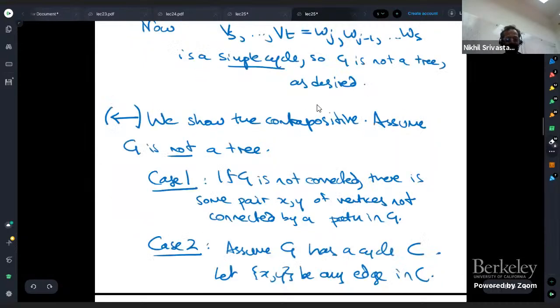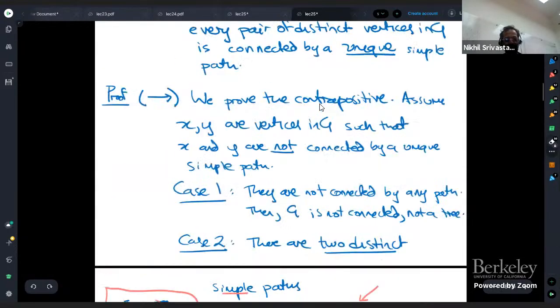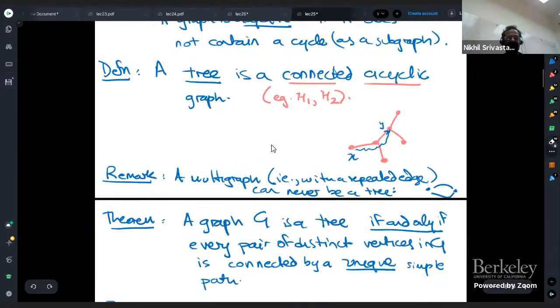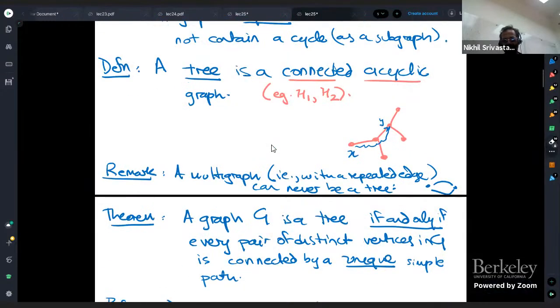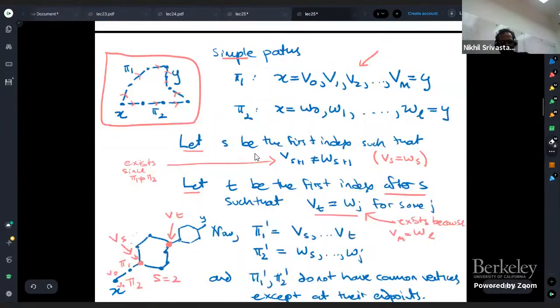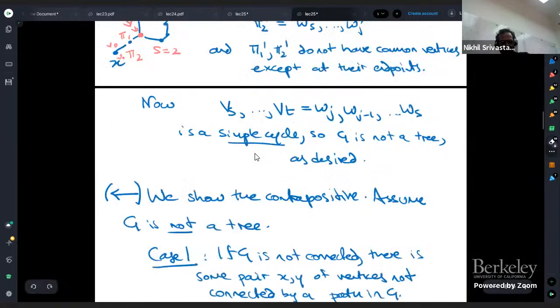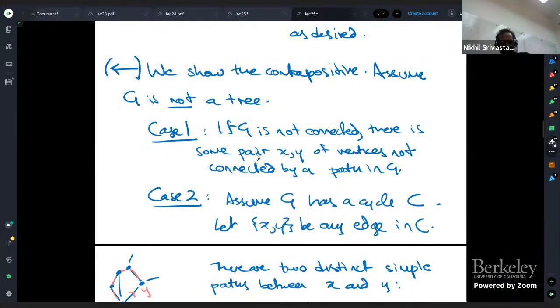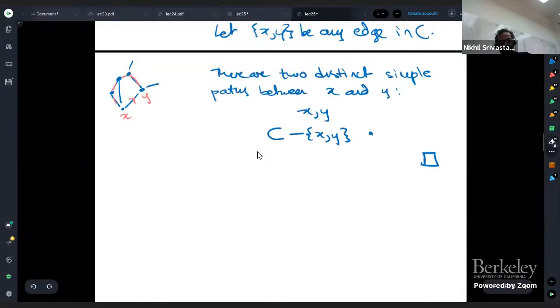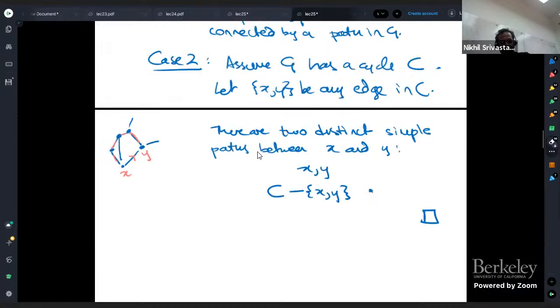Okay, so now we have these two nice characterizations of trees. One is in terms of unique paths, and the other is that it's a connected acyclic graph. So any questions or comments on this? Okay, so now we'll prove a couple more things about trees.